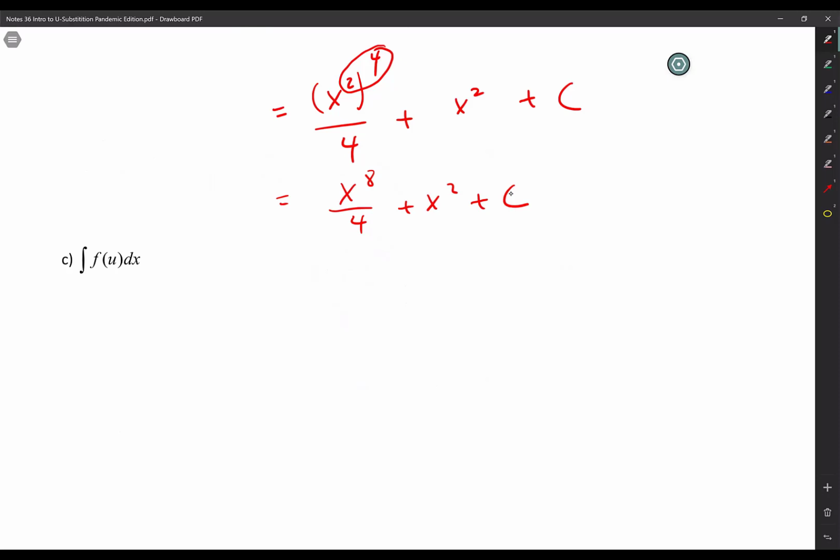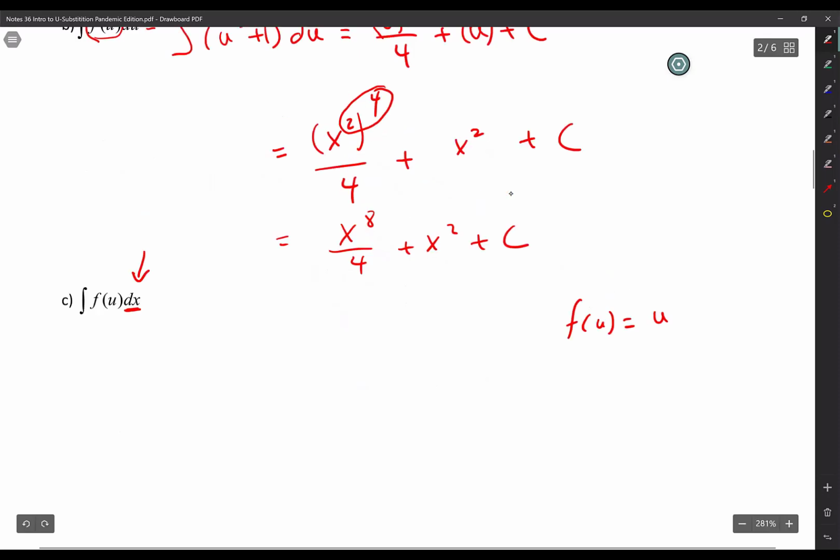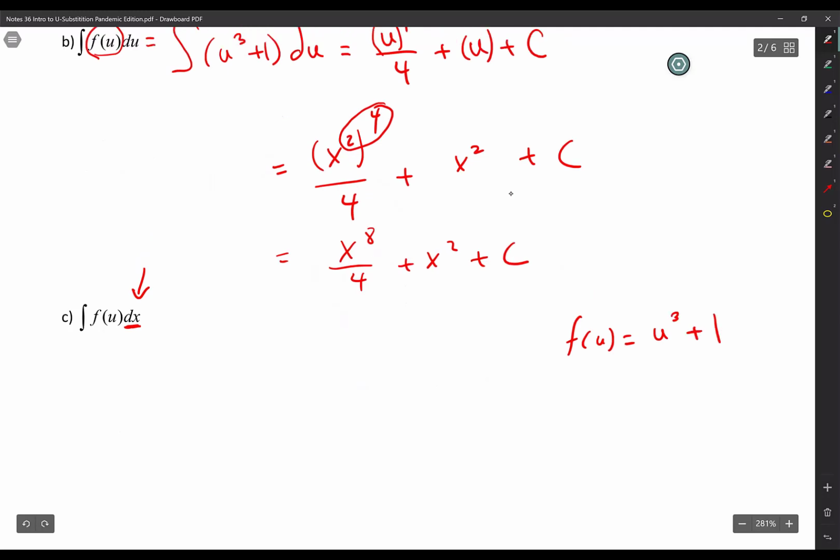Okay, let's look at this one here. This one says, I'm integrating with respect to what letter? X. But it says f of u. So here on the side, I'm going to write, well, f of u is u cubed plus 1. Yeah. F of u is u cubed plus 1. Look, u cubed plus 1 dx.